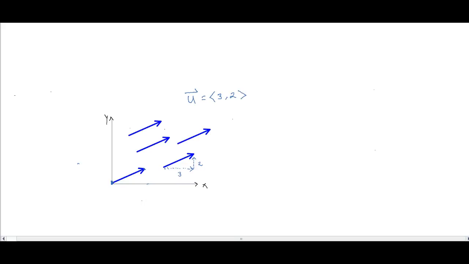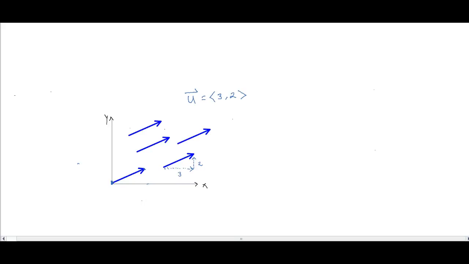And so it really does not matter where the vector initiates. The initial point of a vector does not matter. What really matters is the direction and the magnitude. So writing it in component form, they should have exactly the same corresponding components.